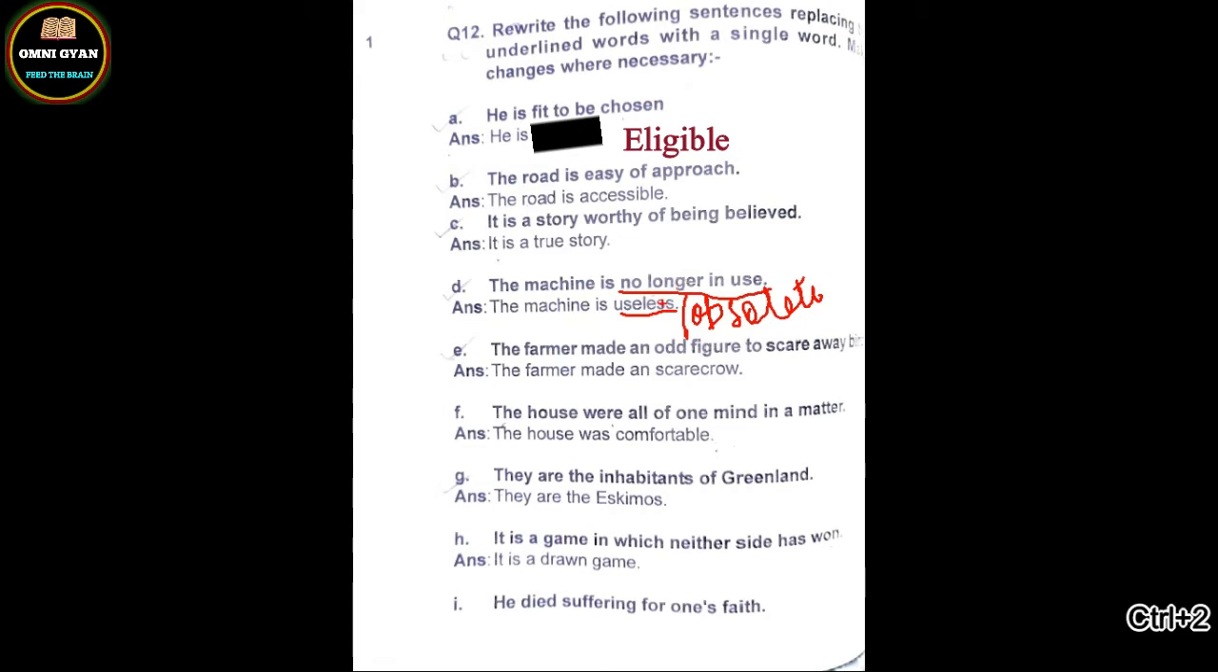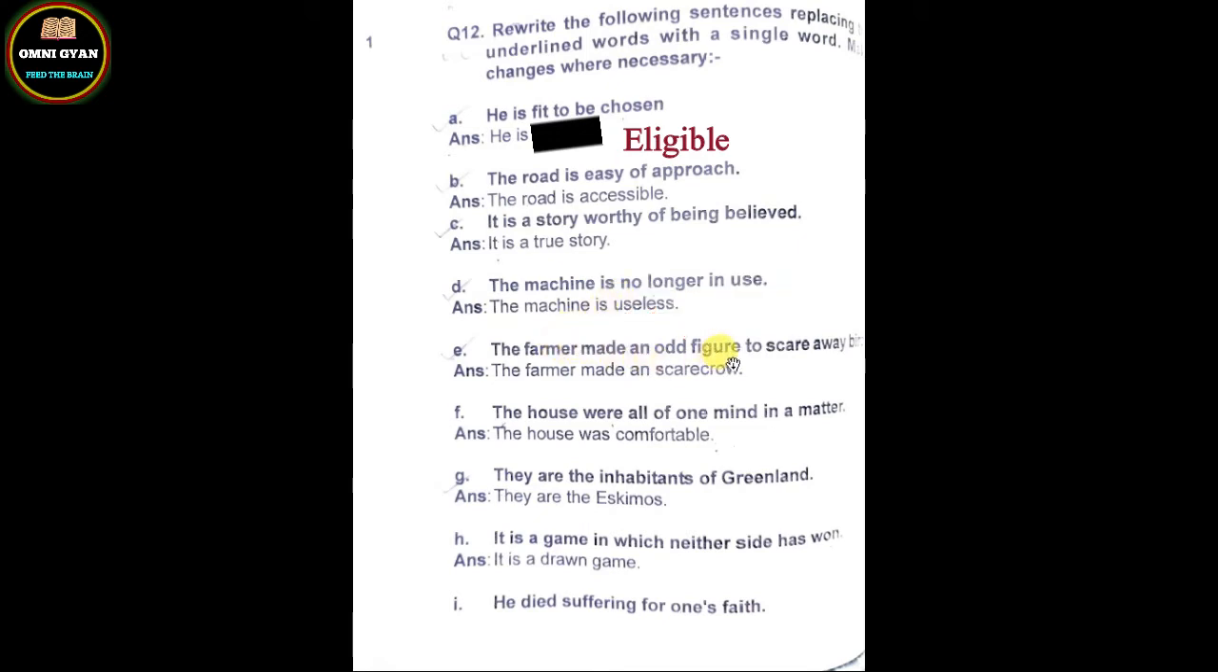So the answer given in this thing is not very much proper. I won't say it is wrong, but I would say it is not very much proper. Right? Okay. Let's move on.